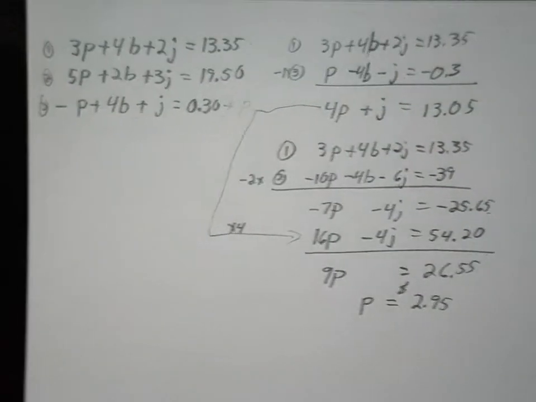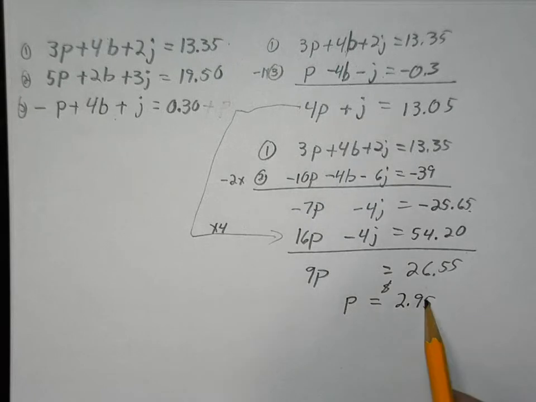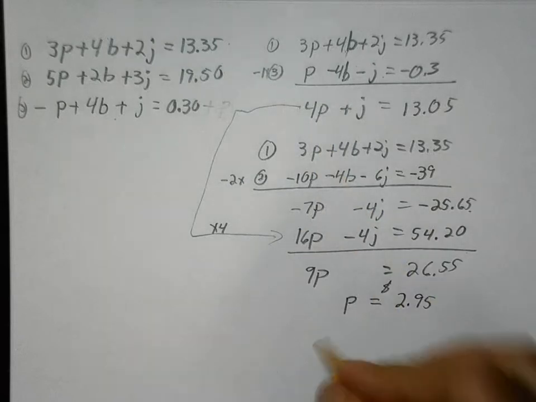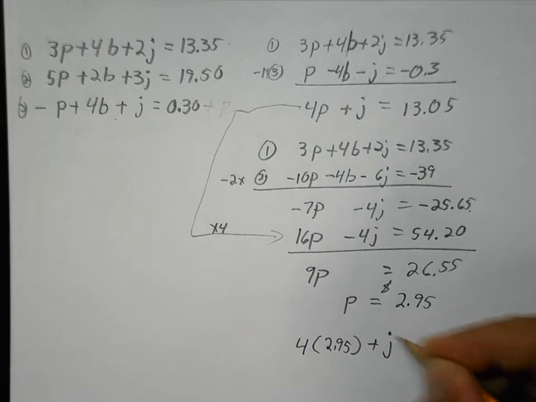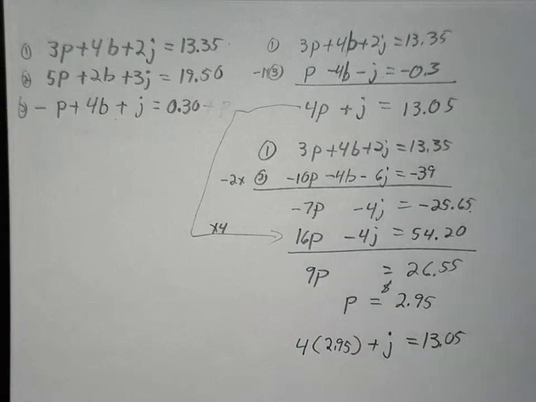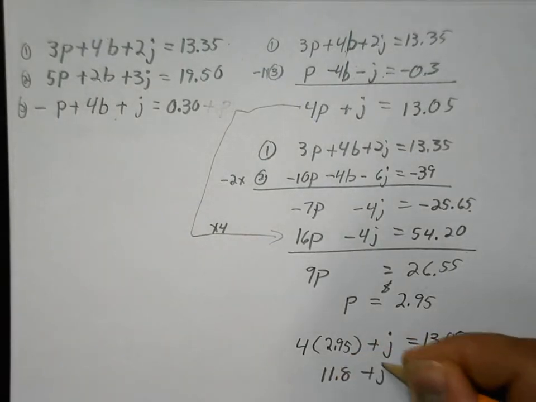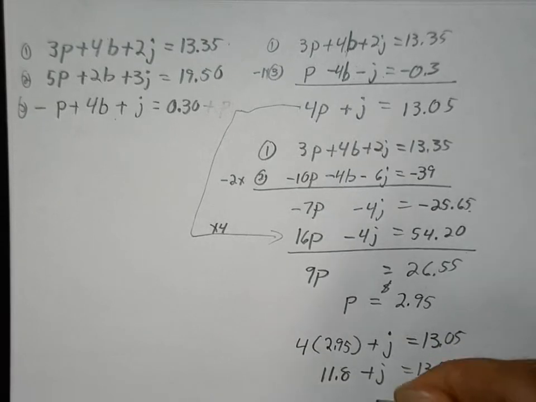And now I work my way backwards and substitute. Let's substitute the $2.95 in for the p in any of these equations. Let's use this one here: 4 times $2.95 plus j equals 13.05. So that's 11.8. Subtract that, and it looks like I get $1.25 for the juice box.